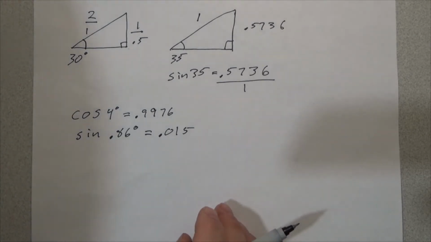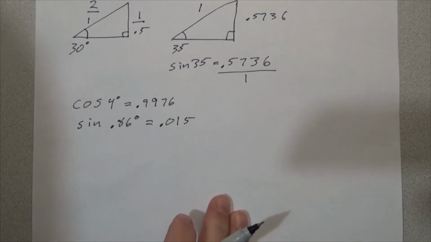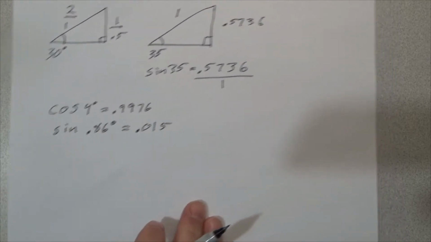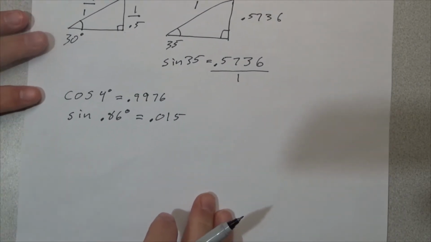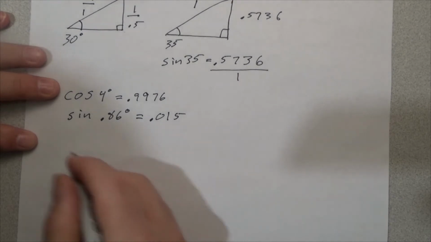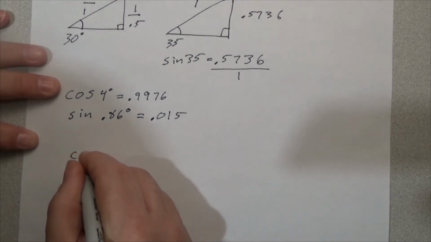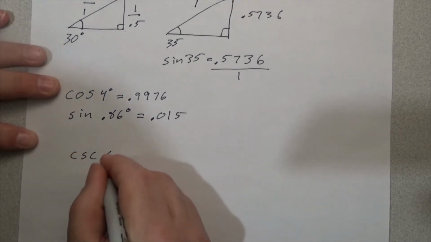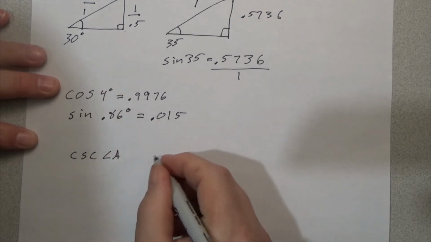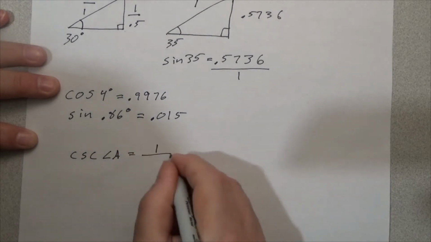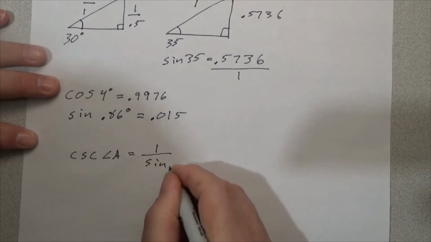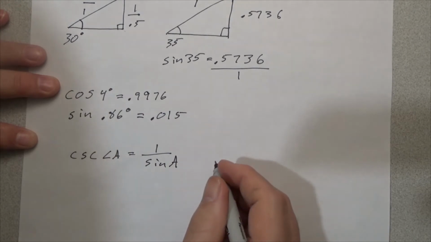So let's take a look at just below that, just below halfway down on page 846, we're dealing with some of the inverse functions. Okay, so cosecant of an angle, angle A, is equal to 1 over the sine of angle A. I didn't put the angle symbol in there, but that's what it is.